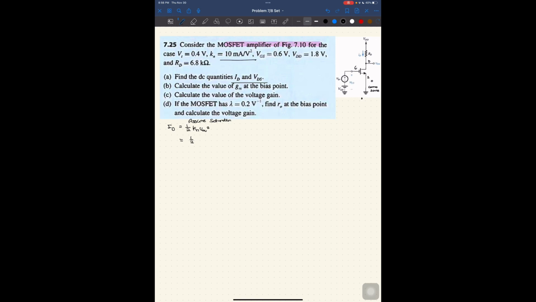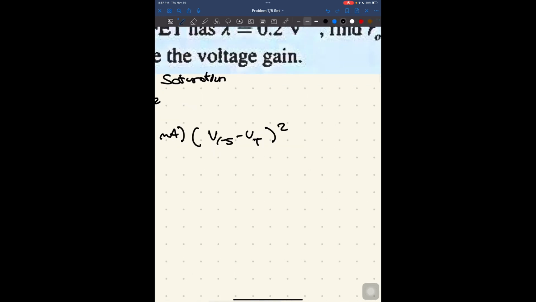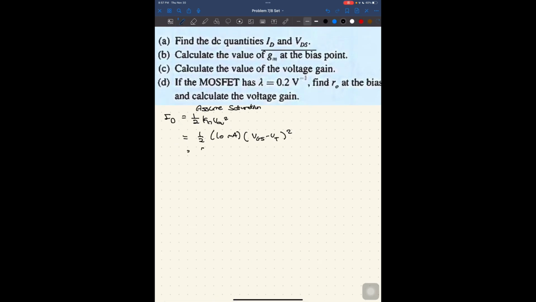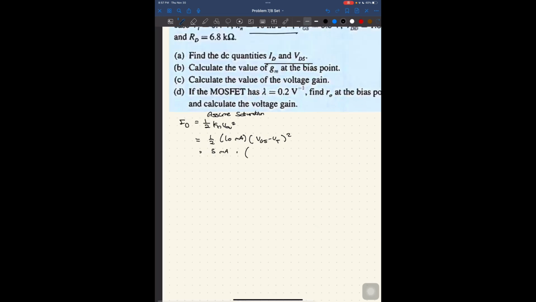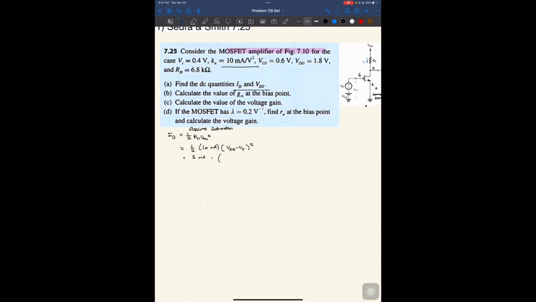ID is half Kn VOV squared, which is equal to 1/2. What is Kn? I'm told that Kn is 10 milliamps. And VOV is nothing but VGS minus VT, because VOV is equal to VGS minus VT. We all know this by now, right? Which is equal to 5 milliamps multiplied by, what is VGS? Well, VGS is equal to 0.6. What is VT? 0.4, squared. This becomes 0.2 squared, which becomes 0.04 times 5, which gives me 0.2 milliamps as my ID.